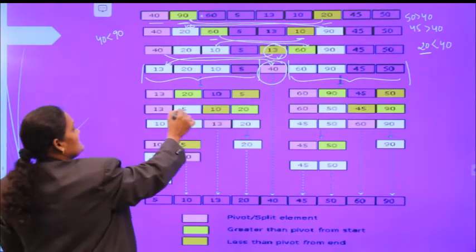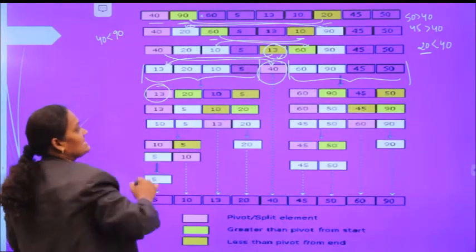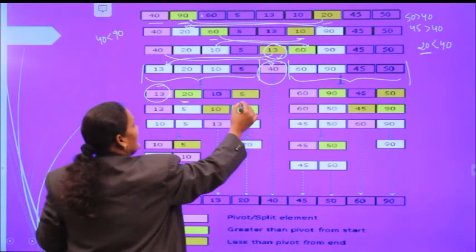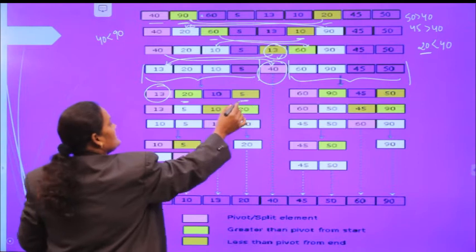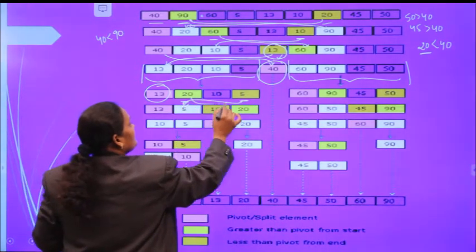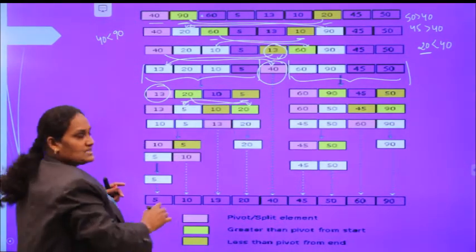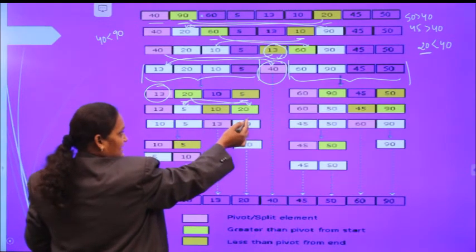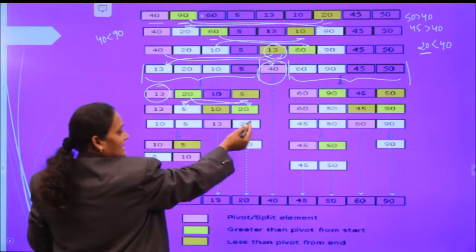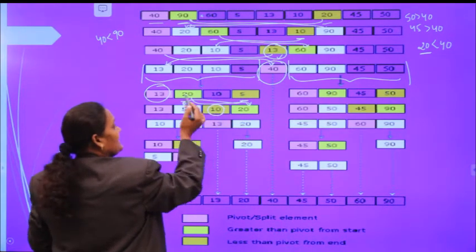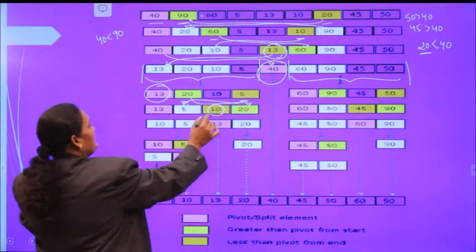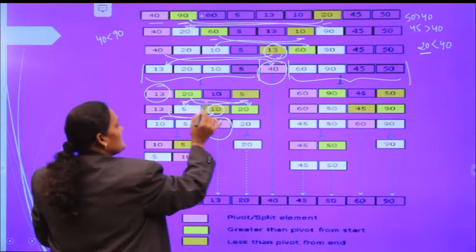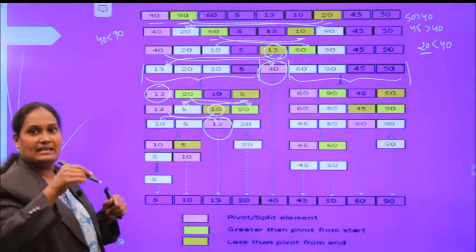Now for sorting this sub-array, we consider 13 as the pivot element. First I find the greater element, and from this side I find the less element. These two are to be swapped. So here 5 is swapped with 20. After that I take 10. So here 10 is the less element. 20 is the greater element, but I already rearranged 20. So the last compared element is 10. So we need to swap 10 with 13.